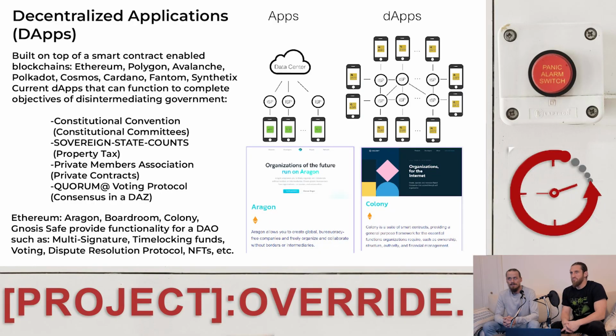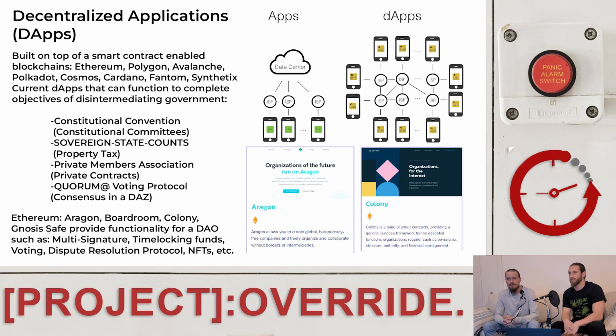Talk about building on blockchain infrastructure. Actually having a utility that's useful to the everyday person would be referred to as a decentralized application. It's kind of fun, this stuff. You build it on top of a smart contract-enabled blockchain, such as Ethereum. Current dApps that can function to complete objectives of disintermediating government would be a constitutional convention, sovereign state counts, PMAs, and a quorum voting protocol.